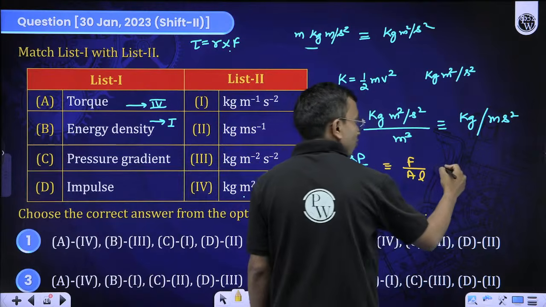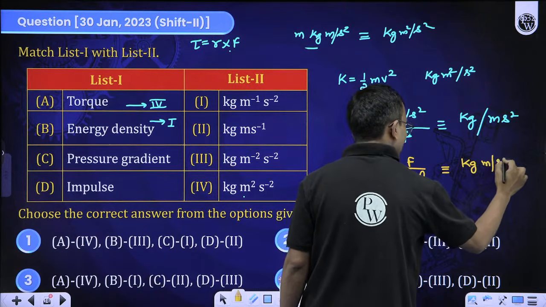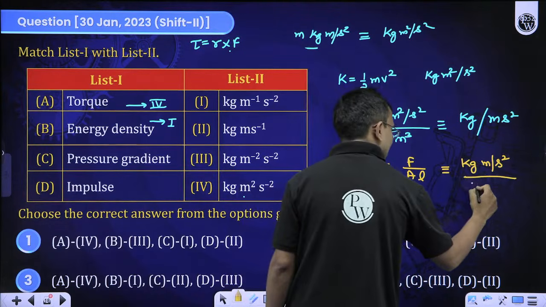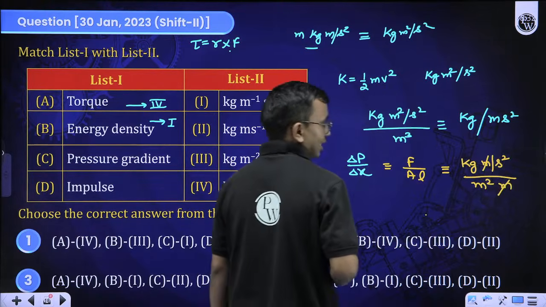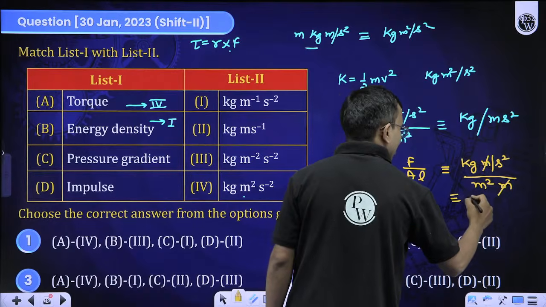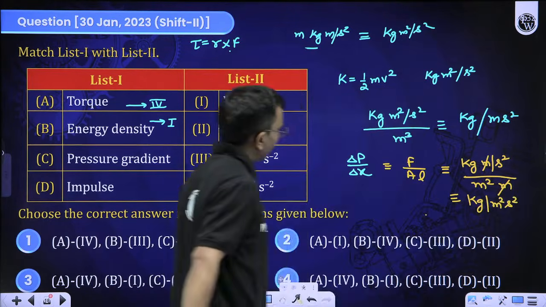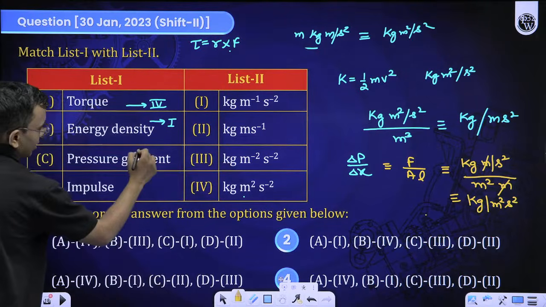Clear? For force, what is the unit? That is kg meter per second square. How did I get it? Mass into acceleration divided by area, meter square, and length, meter. This meter gets cancelled. I got it as kg per meter square second square. That is the third one.